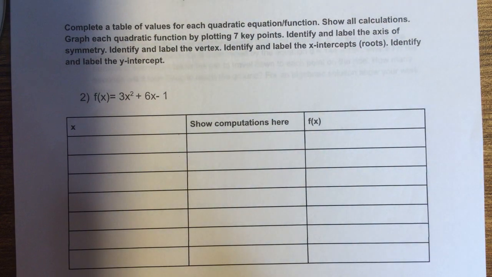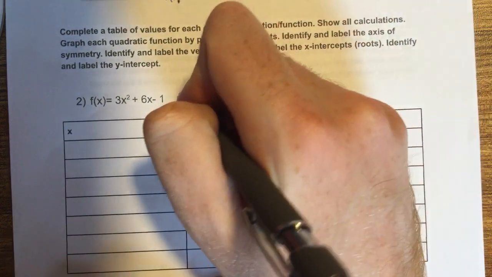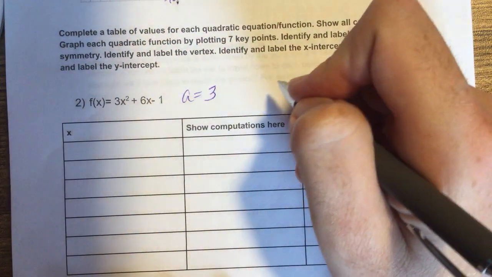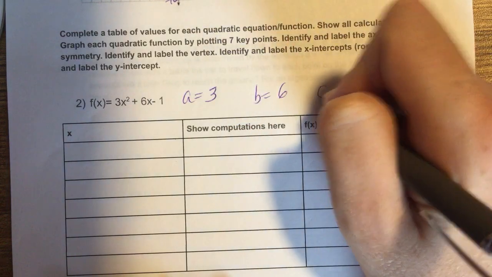Classwork Solutions, May 27th, number 2. We have f of x, which is another way of saying the output y, is equal to 3x squared plus 6x minus 1. Recognize that a is 3, since it's the coefficient of x squared. B is equal to 6, since it's the coefficient of x to the first, and the constant is negative 1.